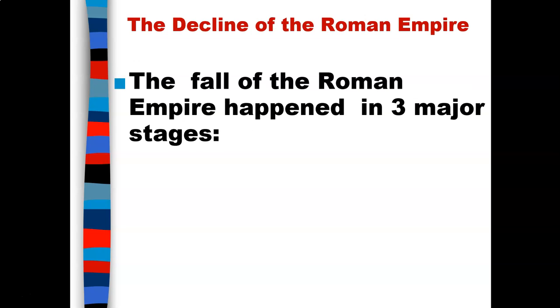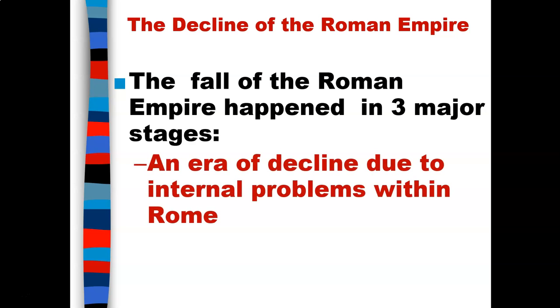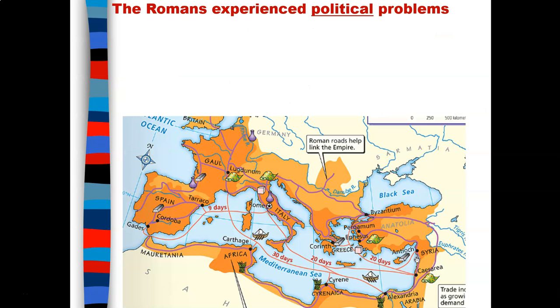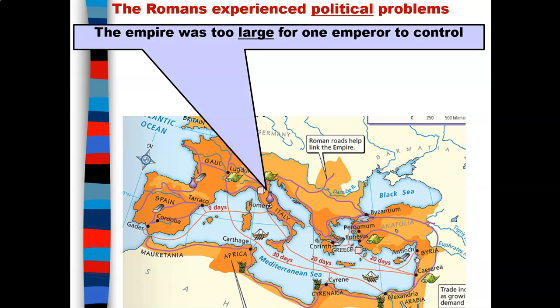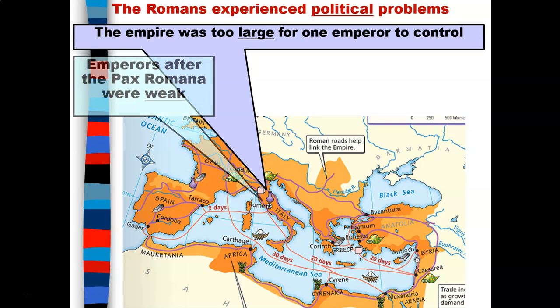Let's move on. The decline of the Roman Empire. The fall of the Roman Empire happened in three major stages. We're going to be looking at the first one right now, and that is an era of decline due to internal problems within Rome. The Romans experienced political problems. This is something big because political problems, for the most part, divide countries. The empire, as you can see from the map, was too large for one emperor to control everything. So this contributed to the decline of the Roman Empire, its size.